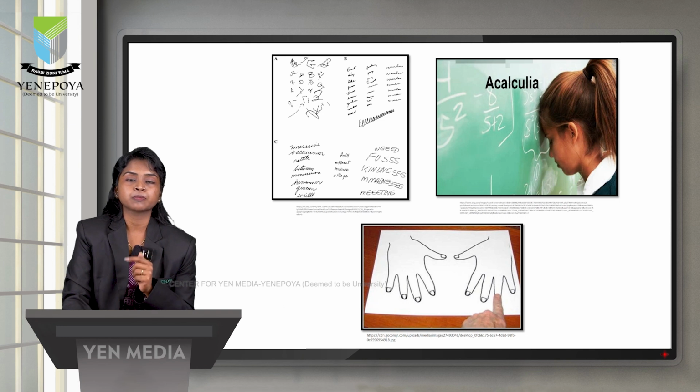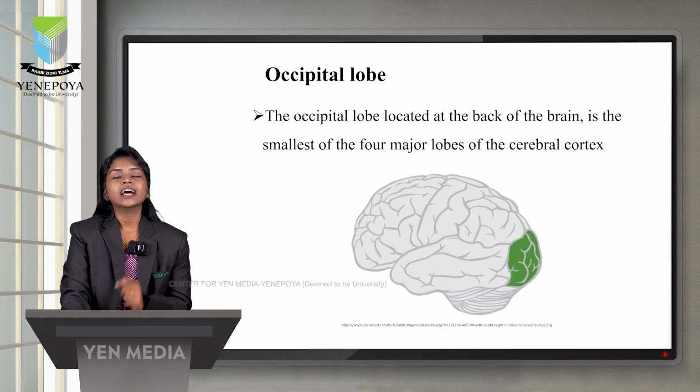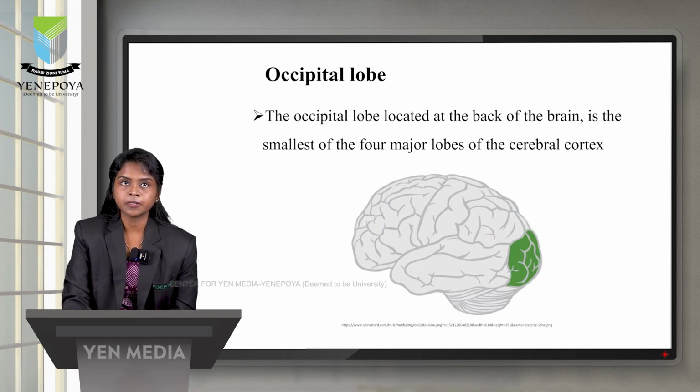You can see in this picture the patient couldn't recognize which is the right hand and which is the left hand, which finger we are touching and which place we are touching. They couldn't perceive where we are touching and which area we are touching because of the lack of somatosensory signal passing via the parietal lobe. And next we move on to the occipital lobe.